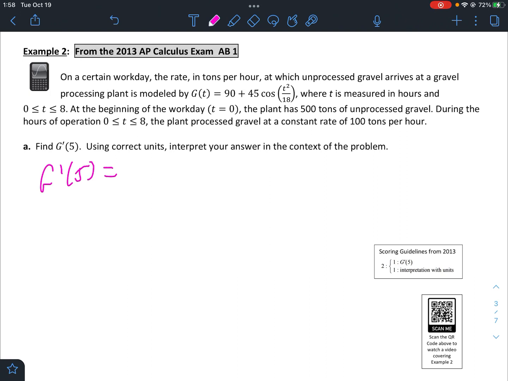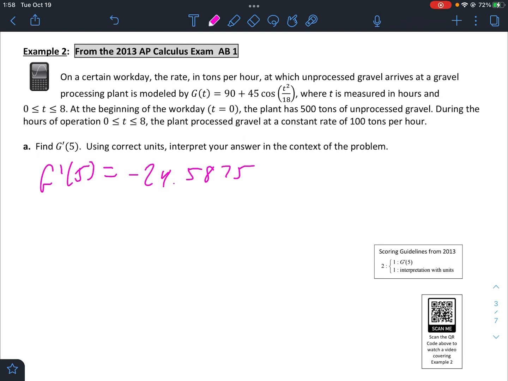Now, you could do this by hand, although it's not a good idea, because we see our little calculator icon indicates that this was a calculator problem. So all you need to do is put G of T into Y1 in your calculator, and then find G prime of 5 using one of the two methods that we talked about in class. Okay? And if you do that correctly, you should get approximately negative 24.5875.